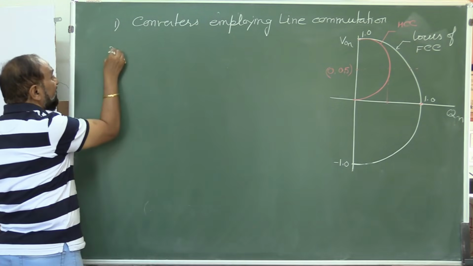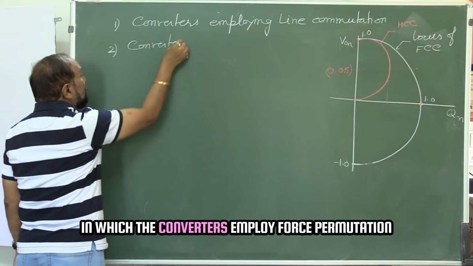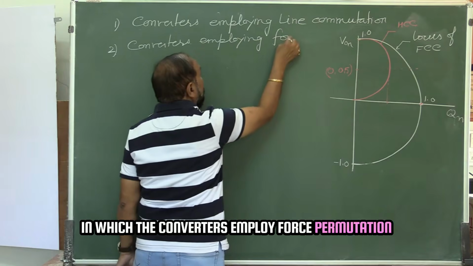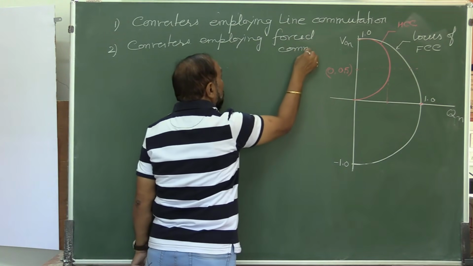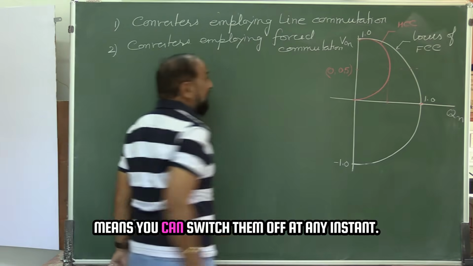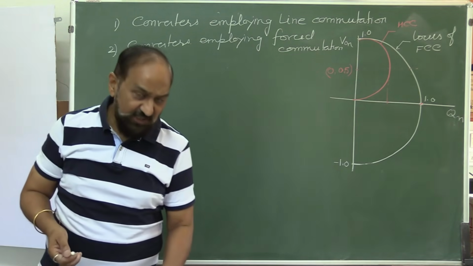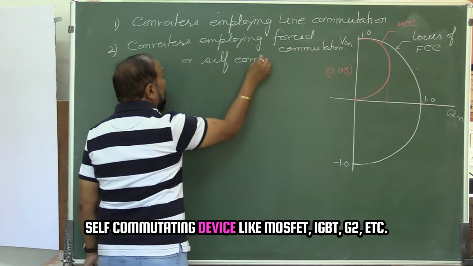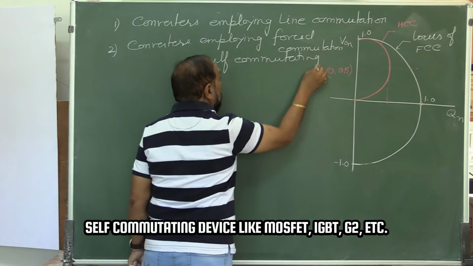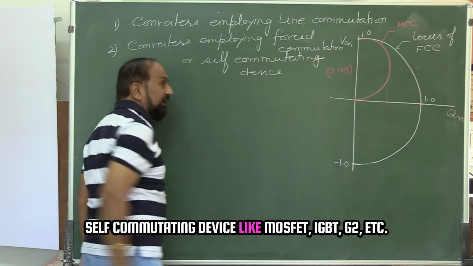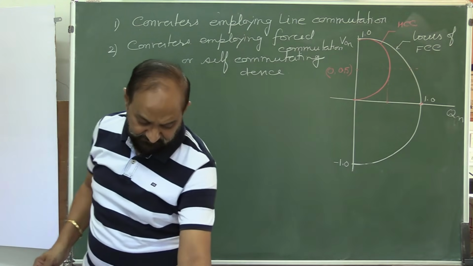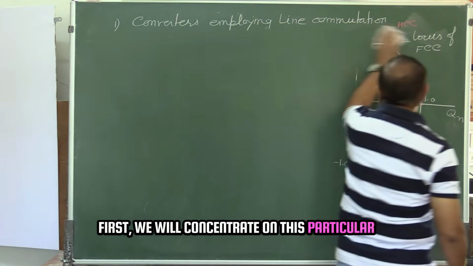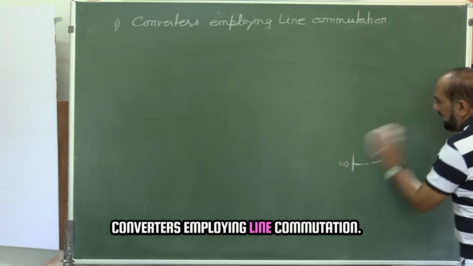And the techniques in which the converters employ force commutation, means you can switch them off at any instant. Either you use forced commutation, or you can say make use of self-commutating devices like MOSFET, IGBT, GTO, etc. First, we'll concentrate on converters employing line commutation.